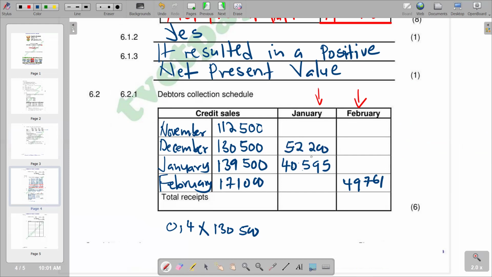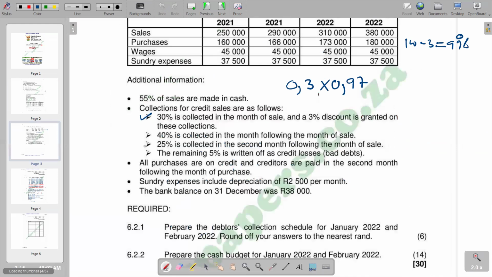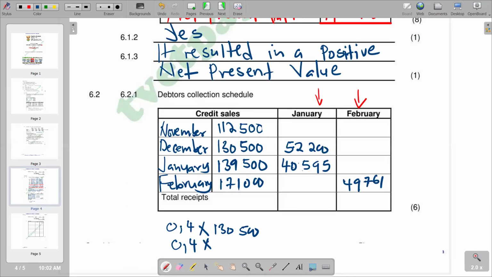So we do the same thing for credit sales for January to be received in February, being the same proportion, which is 40%. So we are saying this 139,500. We calculate 0.4 times 139,500, and we are going to put it here as 55,800. So we are saying credit sales for January are being received in February, 55,800. So we can just put our answer as such.